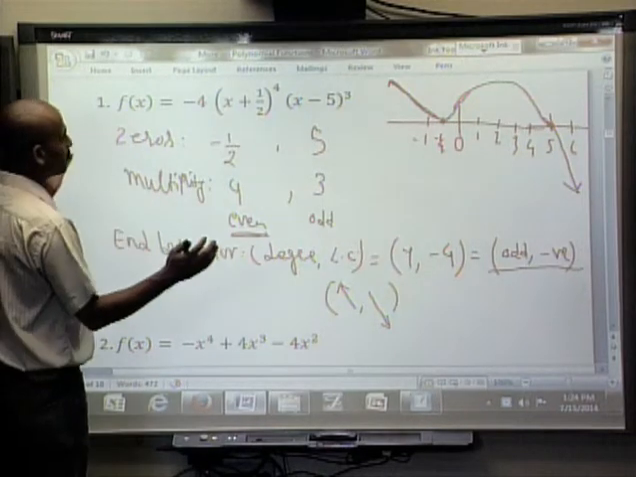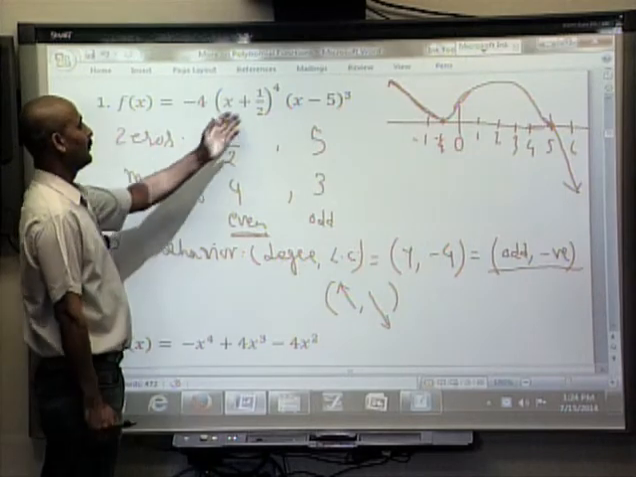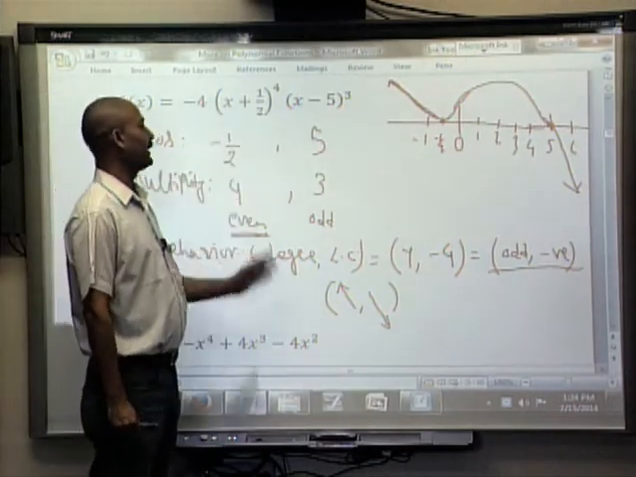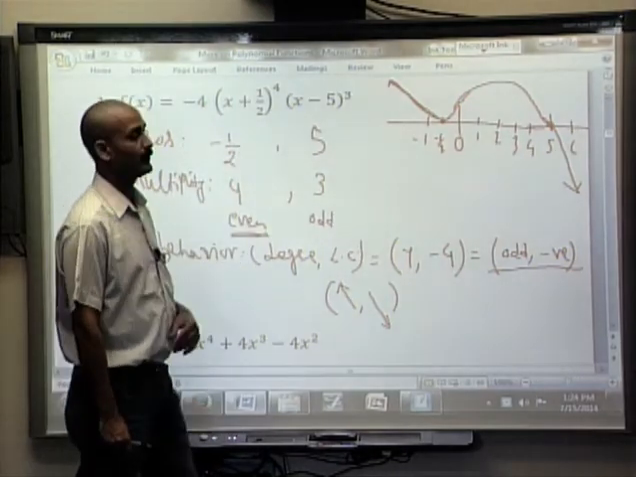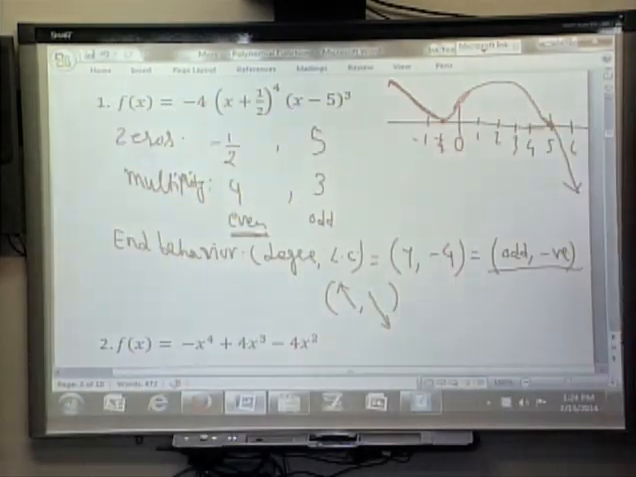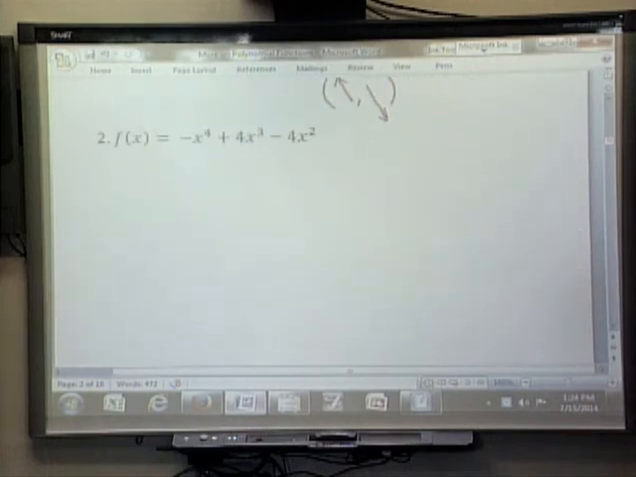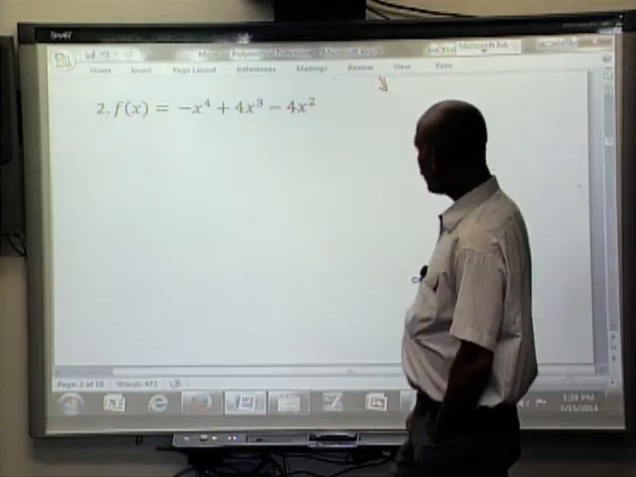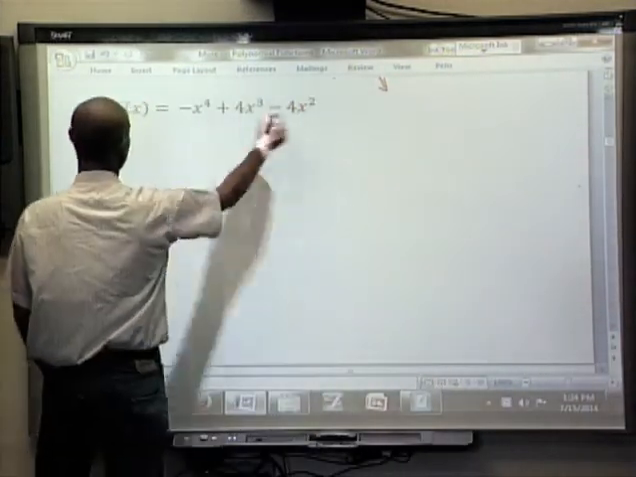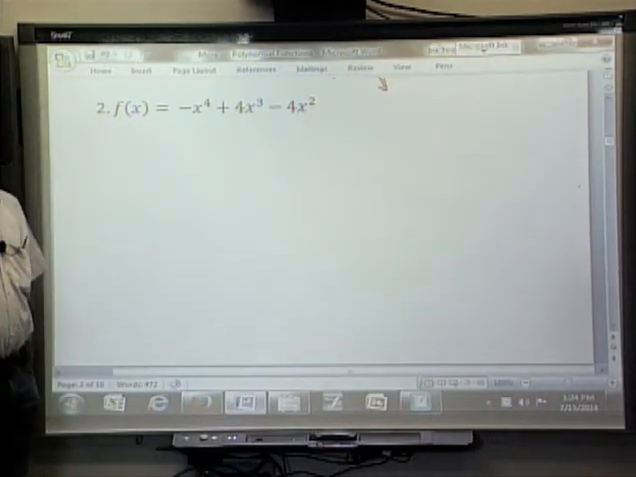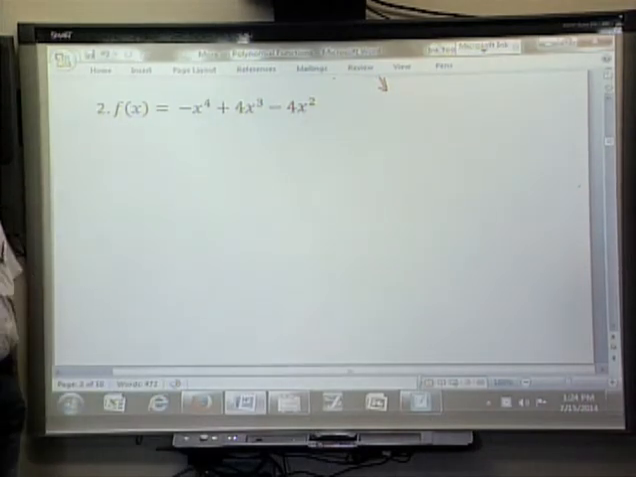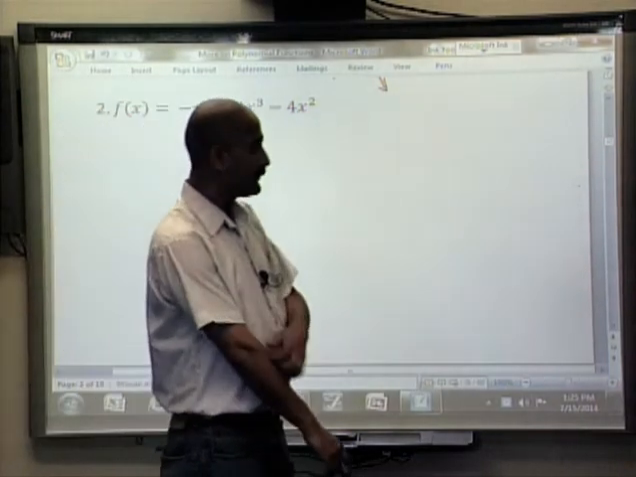So, basically, in order to get a rough sketch of a polynomial function, we need to know the zeros, we need to know the multiplicity of the zeros, and we need to know the end behavior. Okay, let us do the same thing for this example. Well, unfortunately, in this example, the polynomial is not given in the factored form. So, we will need to factor it and write this polynomial as a product of several factors. So, let us factor this out.